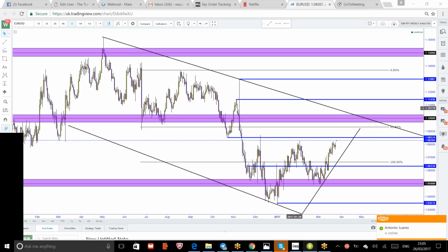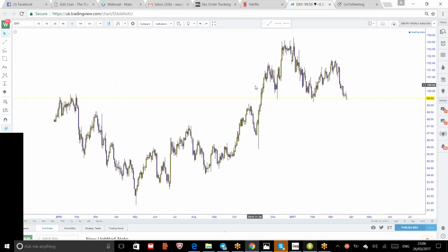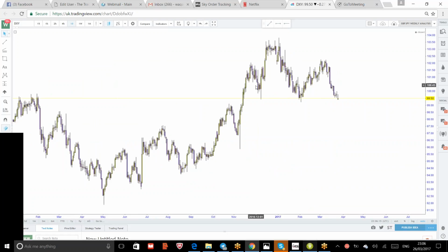The first thing I'm going to focus on is US pairs, US crosses, and let's see the US dollar index first, and see where the dollar is. Let's consider the dollar index. Let's consider the daily time frame first and see if the dollar index is bullish or bearish.